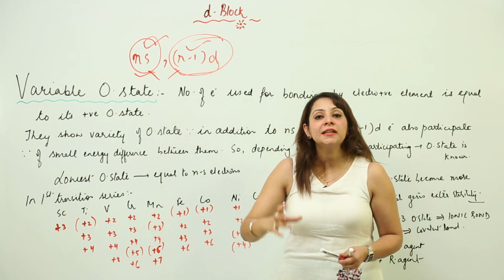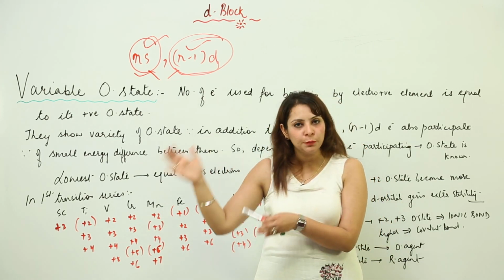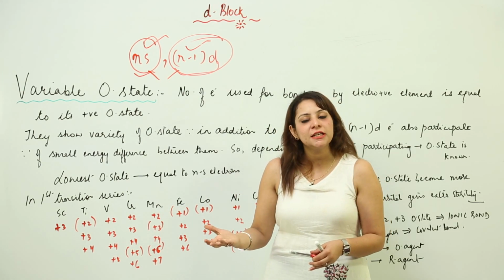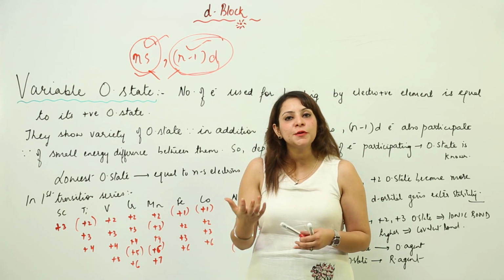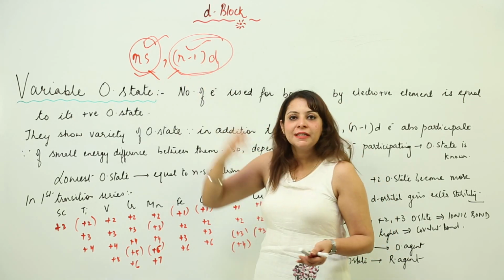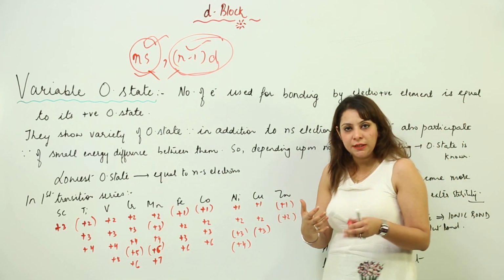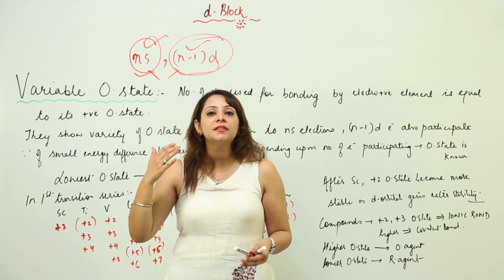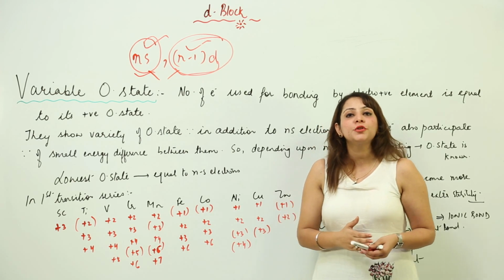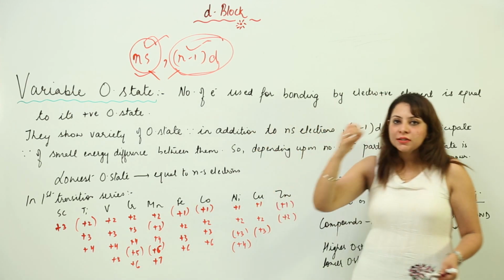So depending upon how many electrons are actually participating in the bond formation, the oxidation state is going to be that. Suppose the participation is only of one s electron, then the oxidation state is going to be +1. If the participation is of 2 electrons, we can have +2, and if there are 2 from this and 1 from this, it is going to be +3. So likewise we can have many electrons involved in bond formation, and we can have variable oxidation states. This is actually an identification property for the transition elements, as they can show a variety of oxidation states.